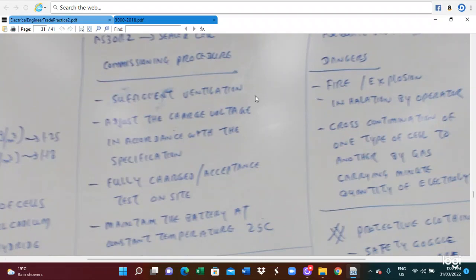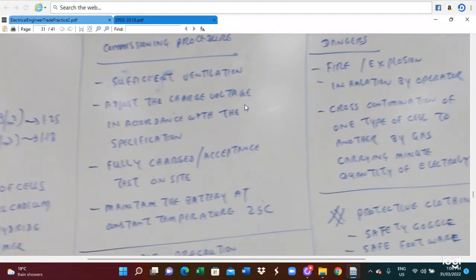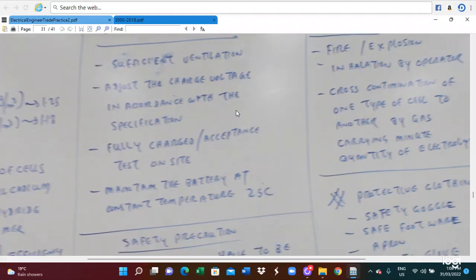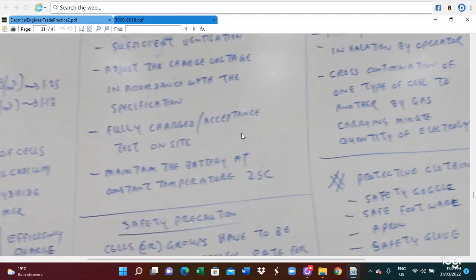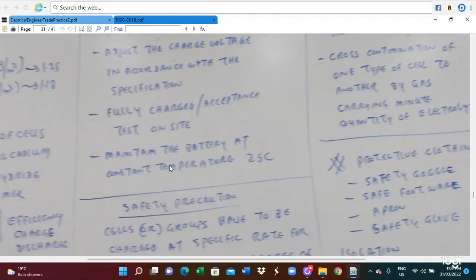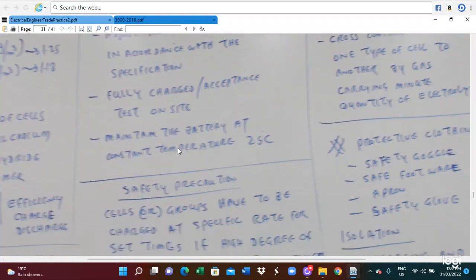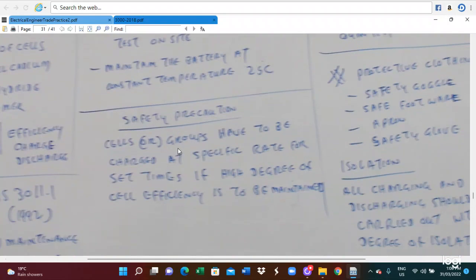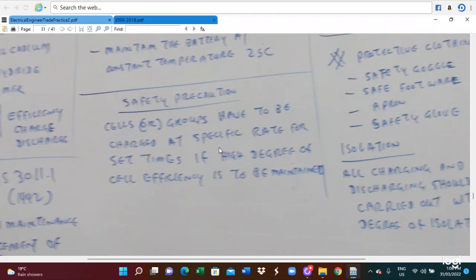So in this case, the commissioning procedure: when you commission the battery cell, it must have a supply and ventilation, and also be adjusted to the supply voltage and fully charged on acceptance on site. It is important to maximize our battery at a constant temperature of 25 degrees. And also we must follow safety precautions because the cell has to be charged at a specific rate for the set time. So in this case, the appropriate safety procedure must be followed.